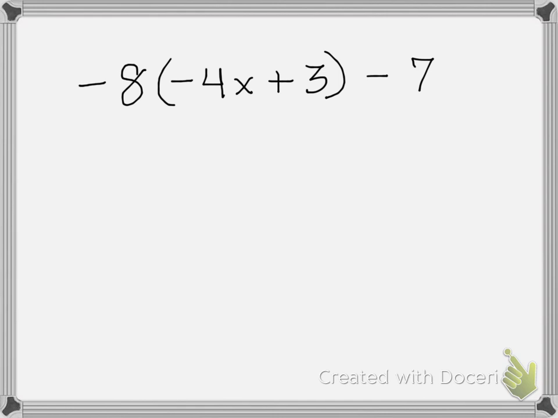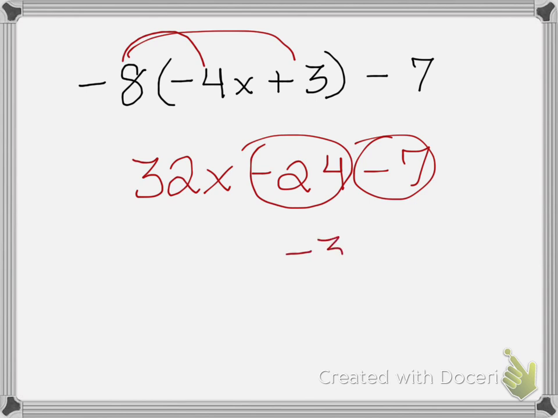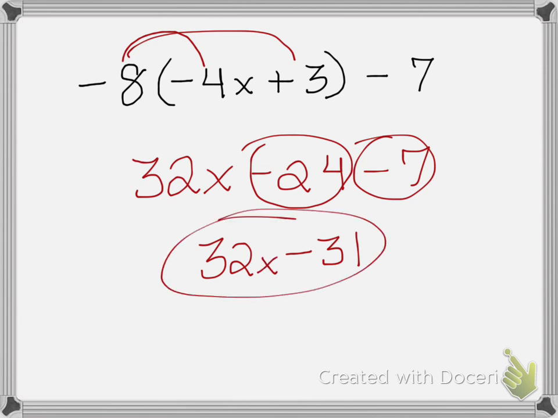And looking at this final example, I'll go ahead and distribute my negative 8 times negative 4, which gives me positive 32x. And negative 8 times 3, which gives me negative 24. Bring down my negative 7. And then I ask myself, are there any like terms I can combine? Yep, the negative 24 and the negative 7. When I add negative 24 plus negative 7, it gives me negative 31. And then bring down your 32x. And that's it.